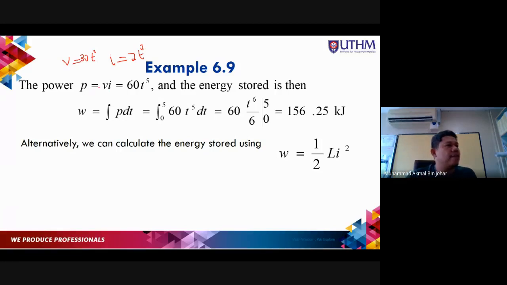So P is equal to V times I, 30 T to the power of 2 times 2 T to the power of 3, then you get 60 T to the power of 5. So that's the power. And the energy stored is then W, which is the integral of P over dt. So the integral of P dt from 0 to 5, because we would like to know within 5 seconds how much energy you will store. So 60 T^5 dt.